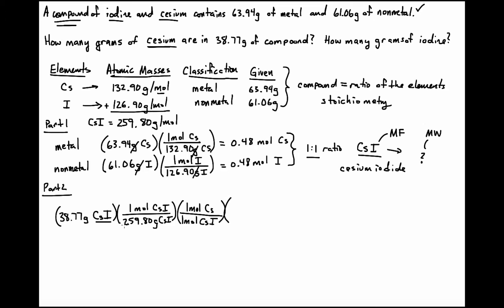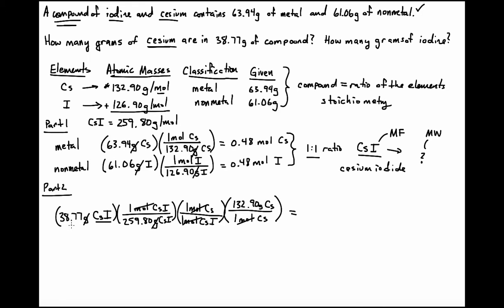Now if we start crossing out units, the grams go away, the moles of cesium iodide go away. Now we need a relationship between cesium and its atomic mass, so we go back to this relationship here. This time the moles have to cancel out, so 1 mole of cesium goes in the denominator and 132.90 grams goes in the numerator. So now the moles of cesium will cancel out and we're left with grams.